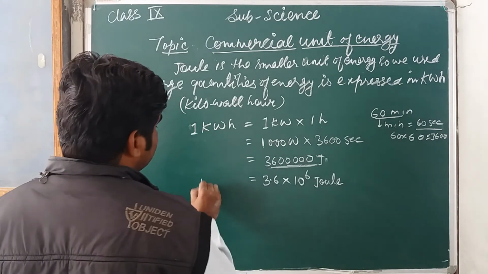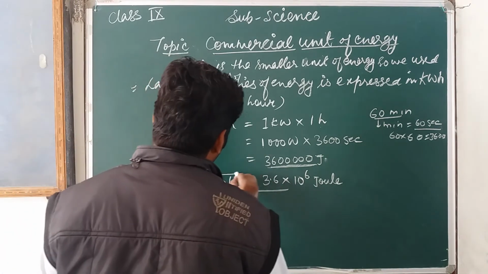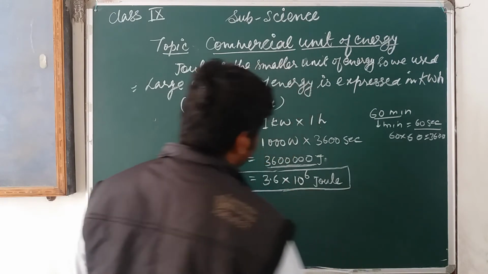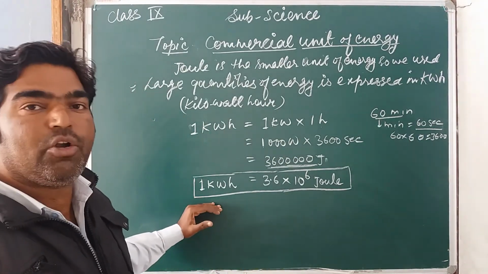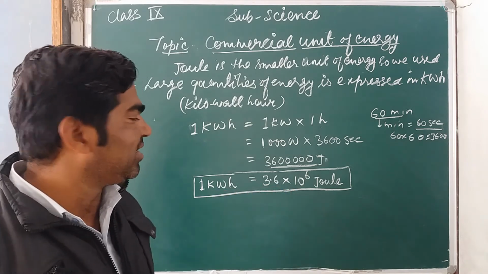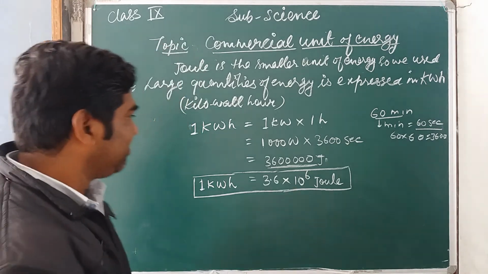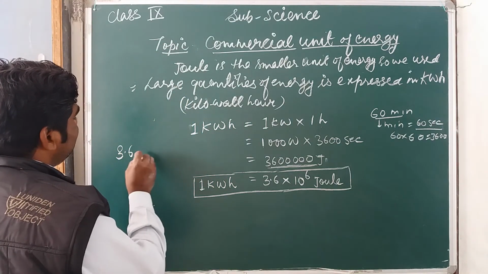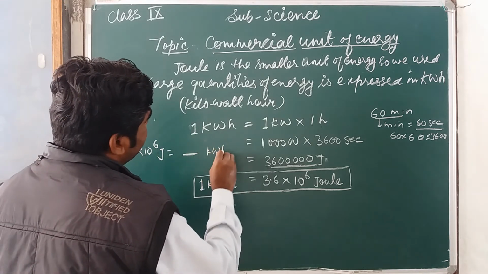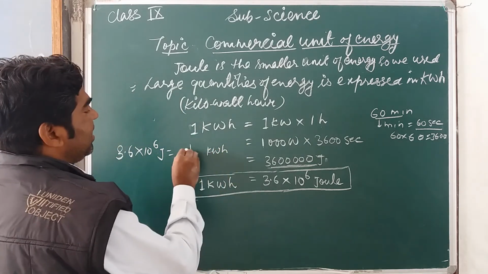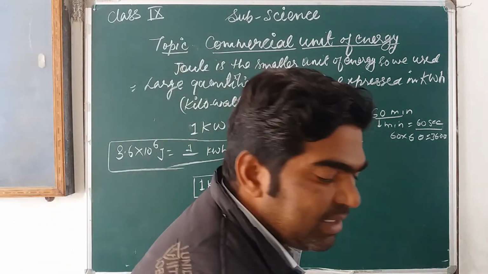So we can say that this 1 kilowatt hour is equal to how much joule? Sometimes this question may be asked: 1 kilowatt hour equals how many joules? So that is 3.6 into 10 raised to power 6 joule in 1 kilowatt hour. Sometimes it may be asked, 3.6 into 10 raised to power 6 joule is equal to how many kilowatt hour? So it's equal to 1. This type of fill in the blanks can be asked in an exam.